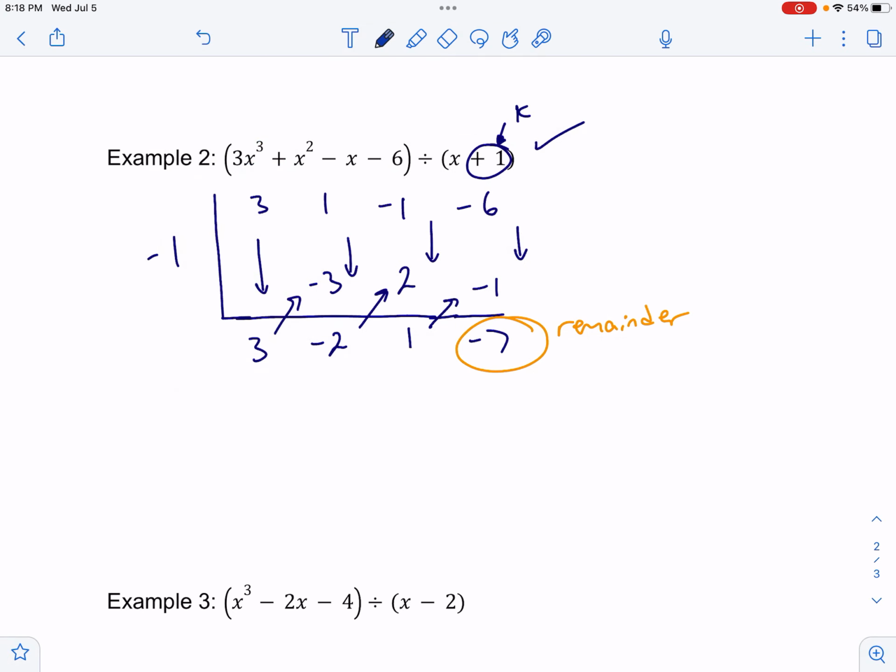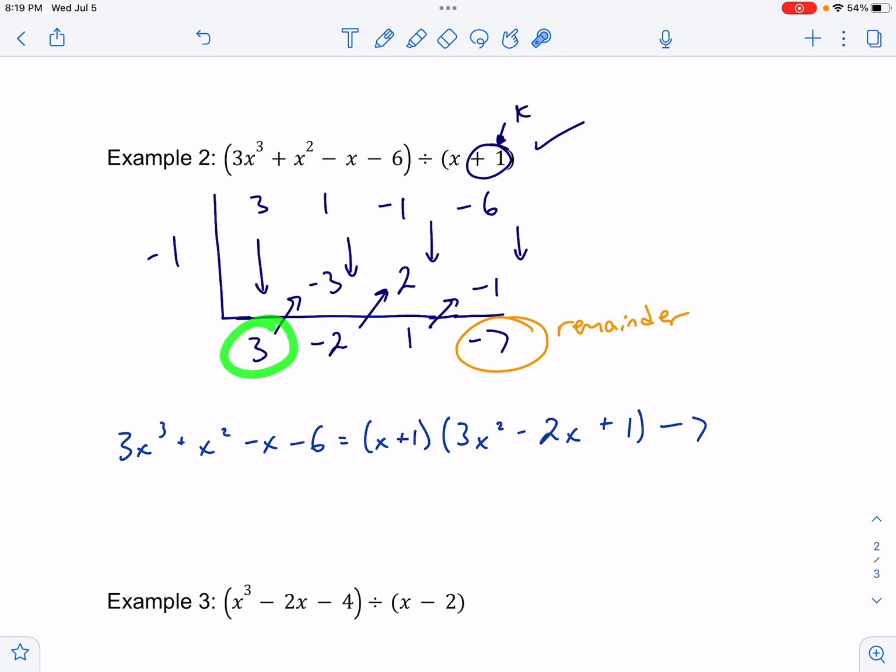So we can write our final statement. Take our initial question, 3x cubed plus x squared minus x minus 6. I write my divisor, x plus 1. And now I'm going to write my quotient. I start off with a degree 1 less than the original question, and I grab my coefficients from down below. So I've got a 3x squared minus 2x plus 1, close bracket, and then I add my remainder, -7. Again, these coefficients match directly with the numbers at the bottom.